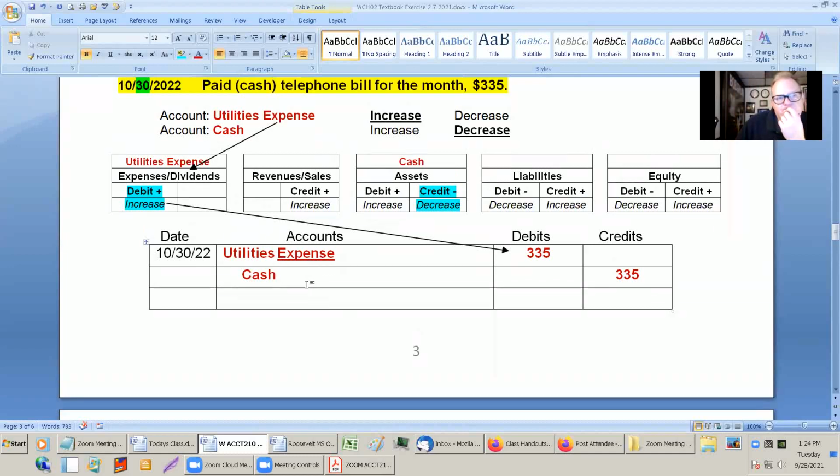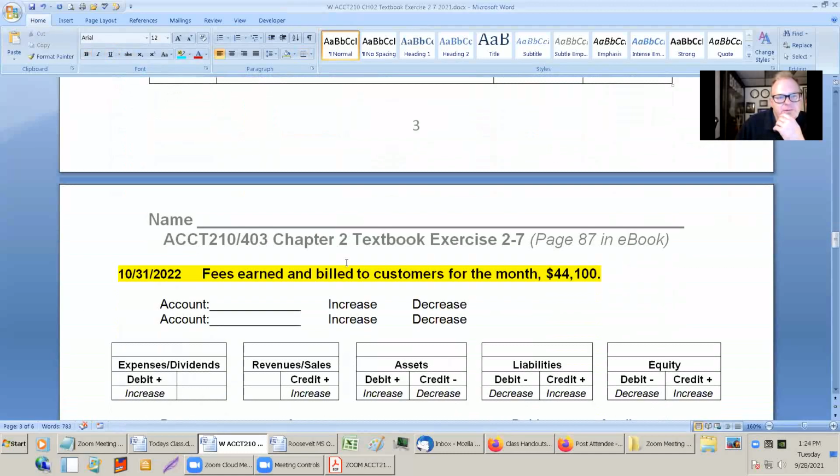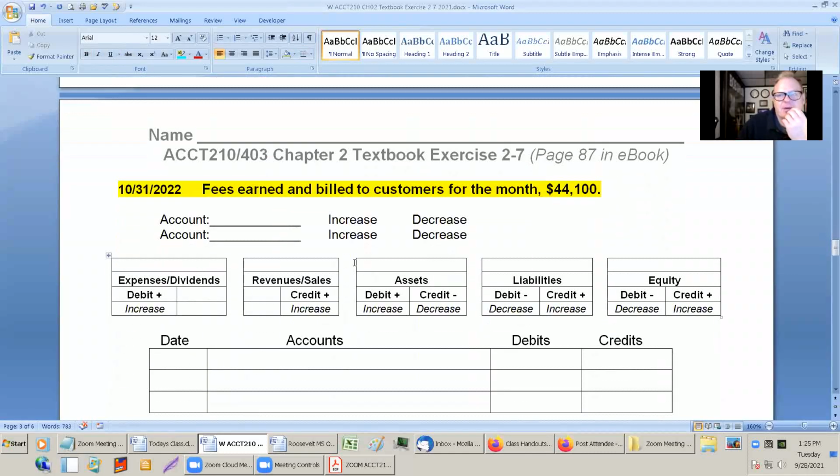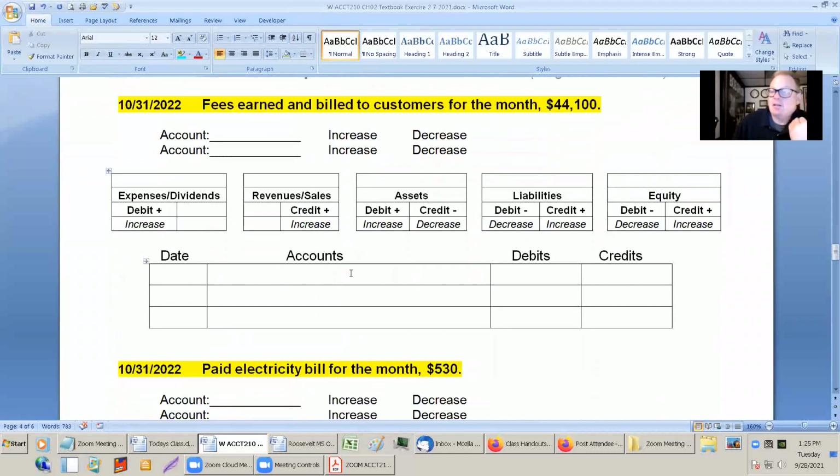Question on that? So expense is actually a magic word. But anyway, it tells you that it's going to be a debit.